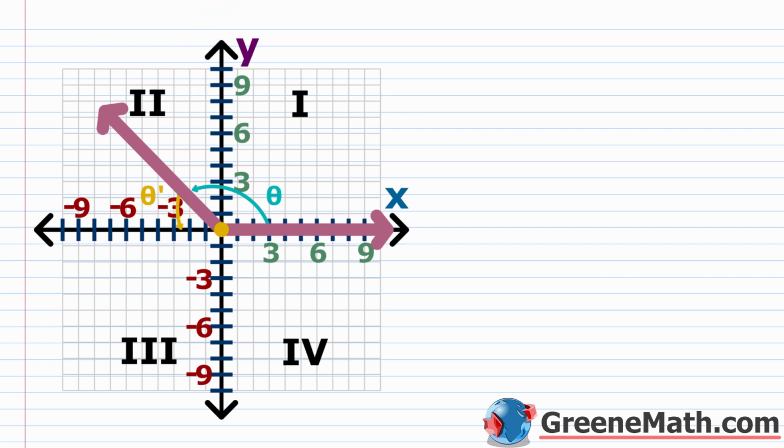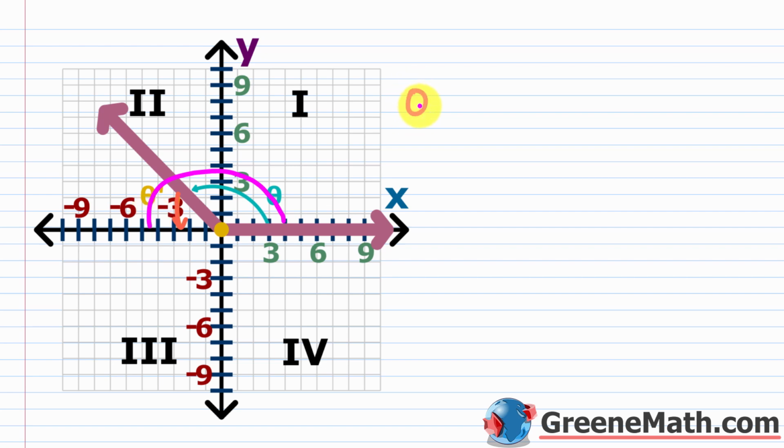Let me use a different color that's going to show up here. So this is from the terminal side of this angle theta to the x-axis. So I'm always thinking about going to the x-axis. So that angle has this measure of theta prime. So how do we get this? What I would think about is the fact that if I took this angle measure here, which is a straight angle, the measure is 180 degrees.